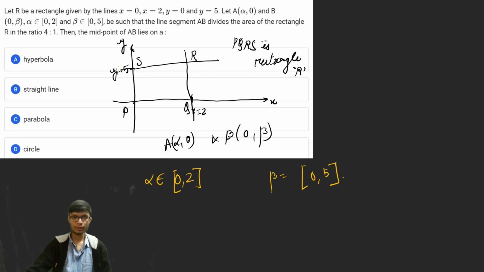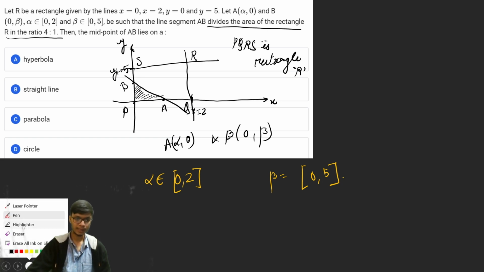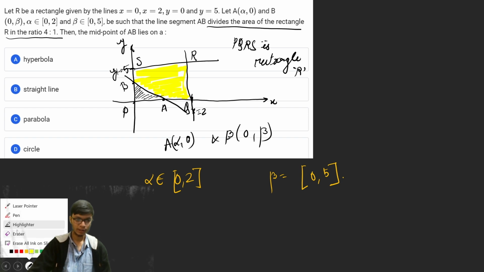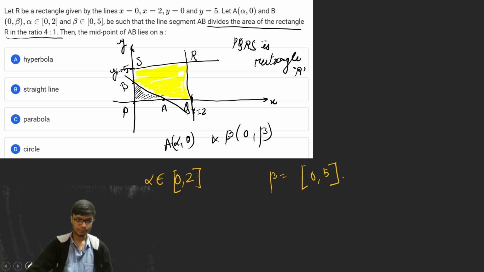I can consider the line segment something like this: this is point A and this is point B. The line segment AB divides the area of the rectangle in the ratio 4:1. This particular area and the rest of the area: this larger area is basically 4 times the smaller area. Now how will we solve for this particular situation?